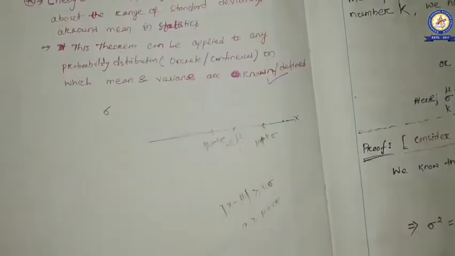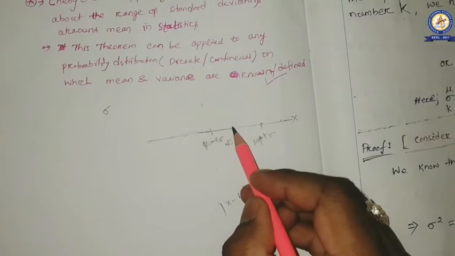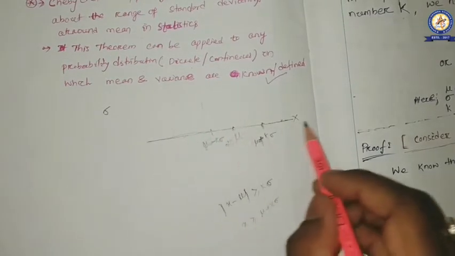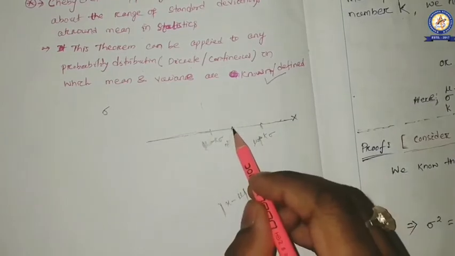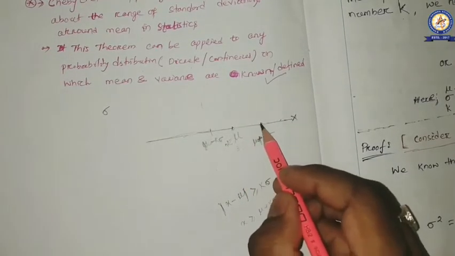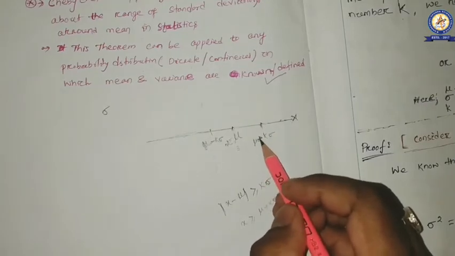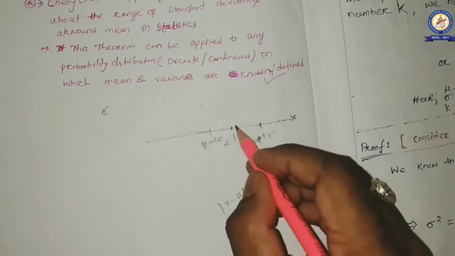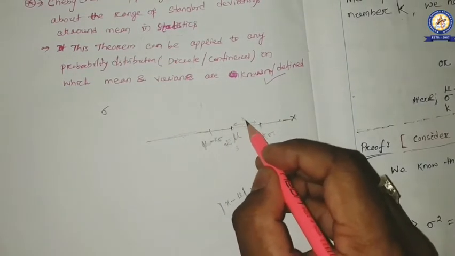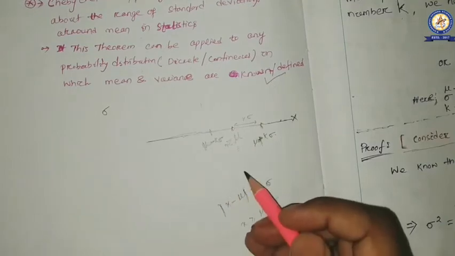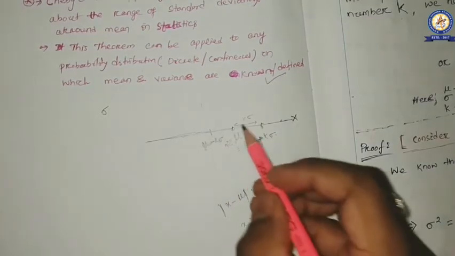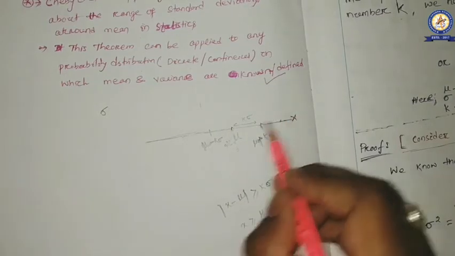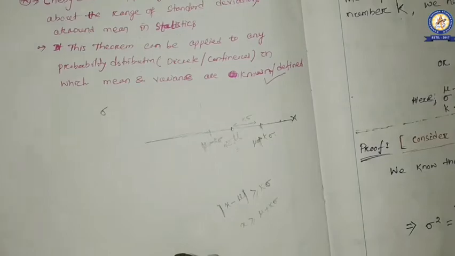So if we know the mean of the discrete or continuous random variable, suppose this is our real axis, the x axis, and this is our mean, and suppose this point is mu plus k sigma and this point is mu minus k sigma, that means the distance is k sigma, then we can find the probability in this range or beyond this range.